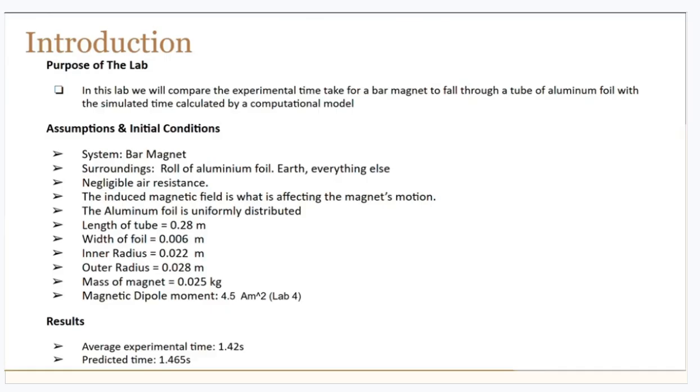The purpose of the lab is to compare the experimental time it takes for the bar magnet to fall through a tube of aluminum foil and the simulated time calculated by the computational model. The system is the bar magnet, and the surroundings are the aluminum foil, Earth, and everything else. We're making air resistance negligible, and the induced magnetic field is what affects the magnet's motion. The foil is uniformly distributed, and there are all the measurements for it.